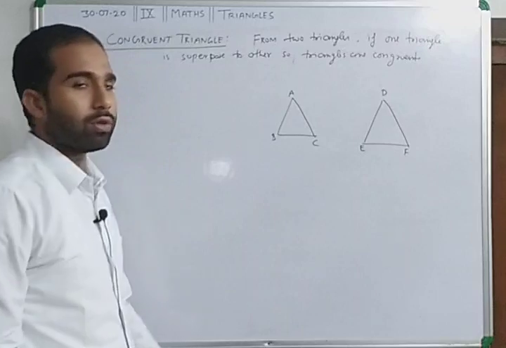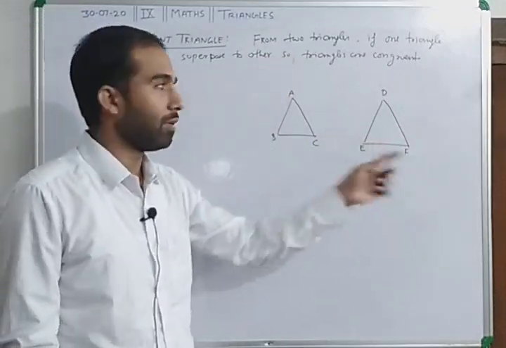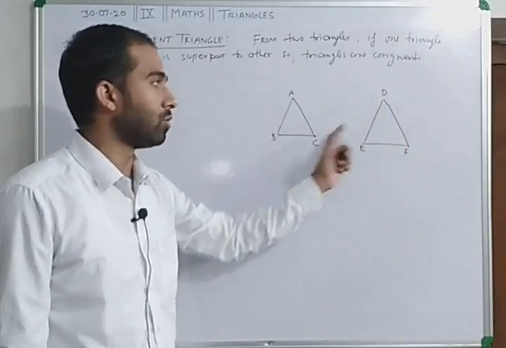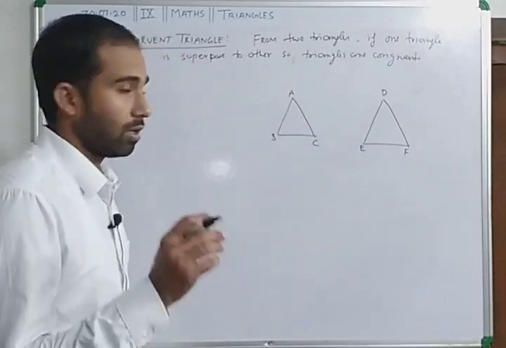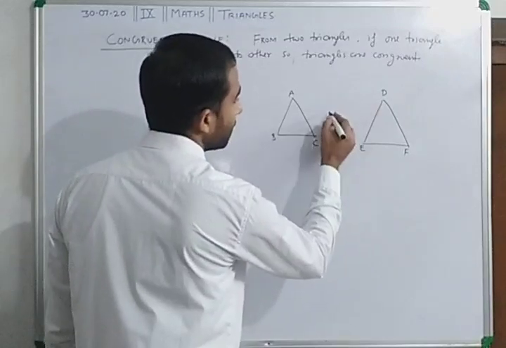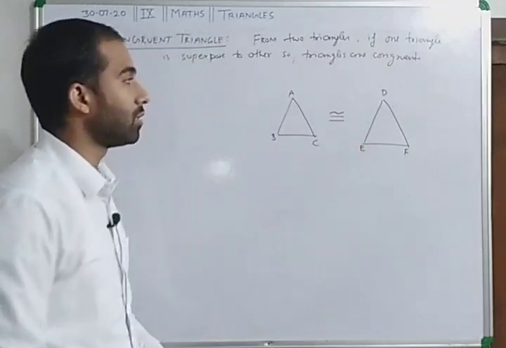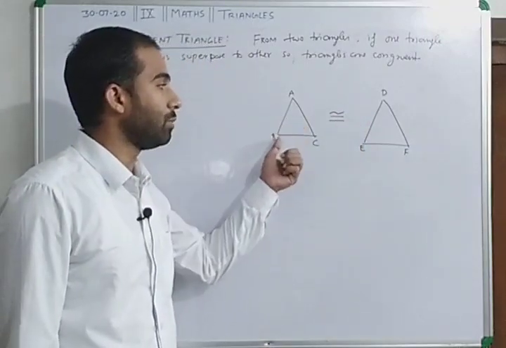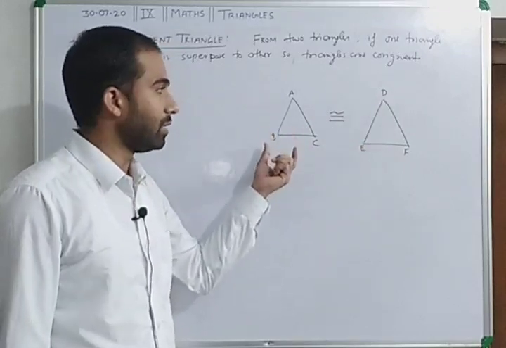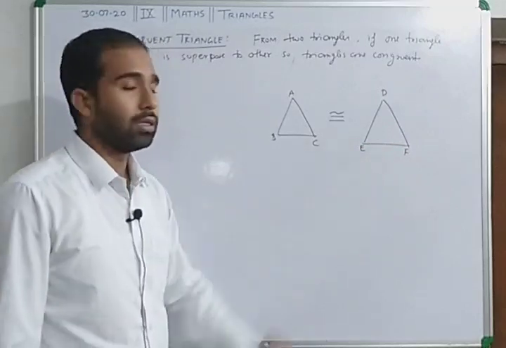If you choose any one triangle and put it on another, if the first triangle completely covers the other triangle, it is said that both the triangles are congruent. Vice versa also must be satisfied. Vice versa means what? The opposite must also be satisfied. It means if you consider a triangle ABC and put this triangle on DEF, then ABC completely covers DEF. So both the triangles are congruent.